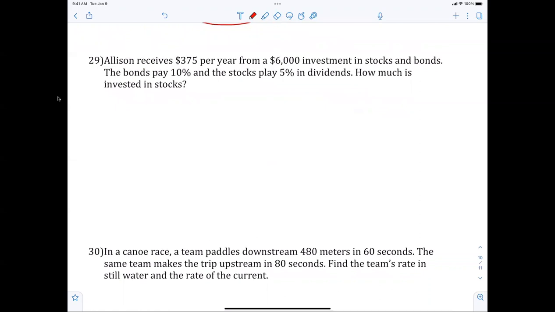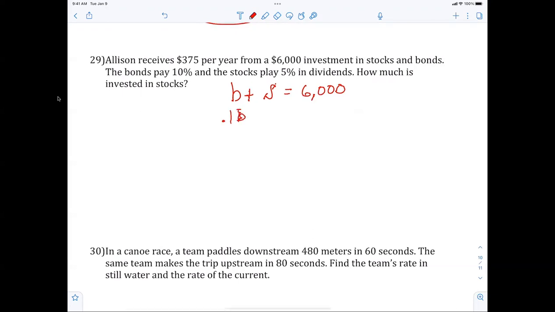6,000. Some are in stocks, and some are in bonds. So bonds plus my stocks are going to total how much money? $6,000. Now, I'm going to receive interest on your stocks and bonds. Your bond pays 10%. This is a new type of problem. You should be able to tell me that a bond pays 10%, which is 0.1. So 0.1B.